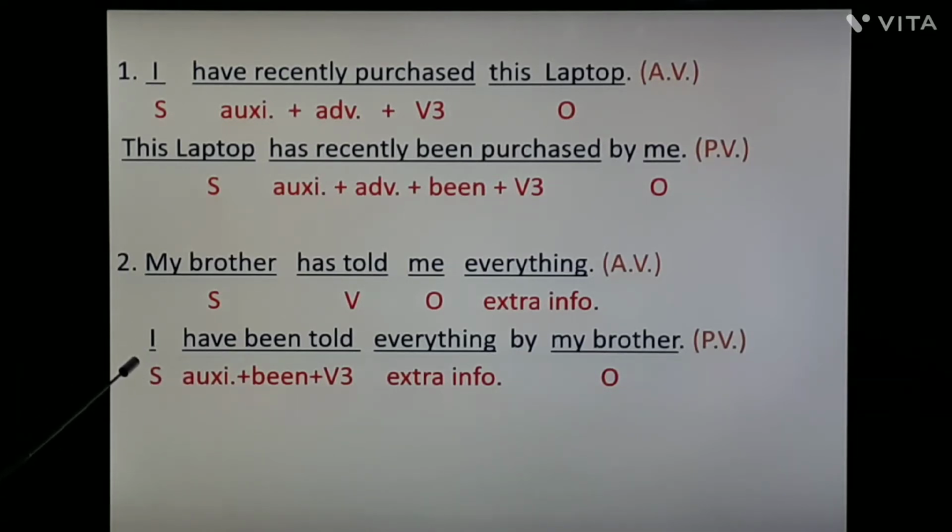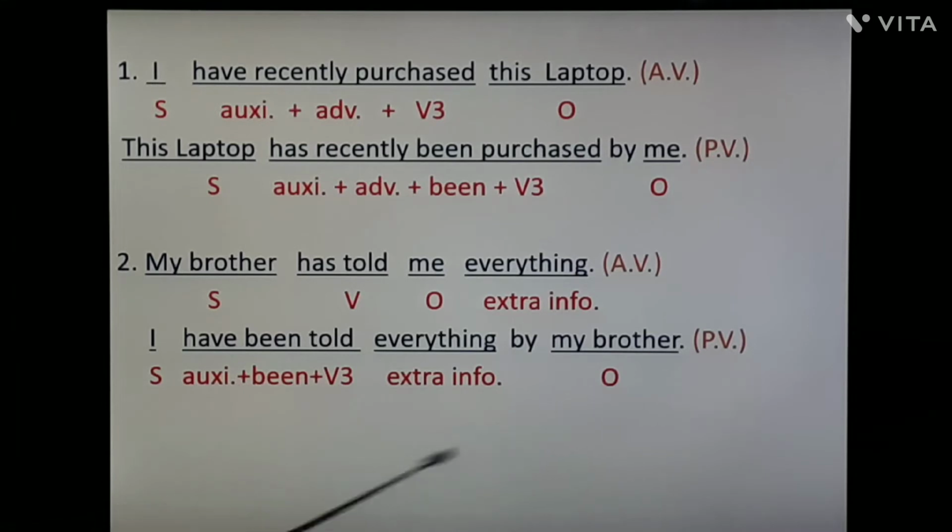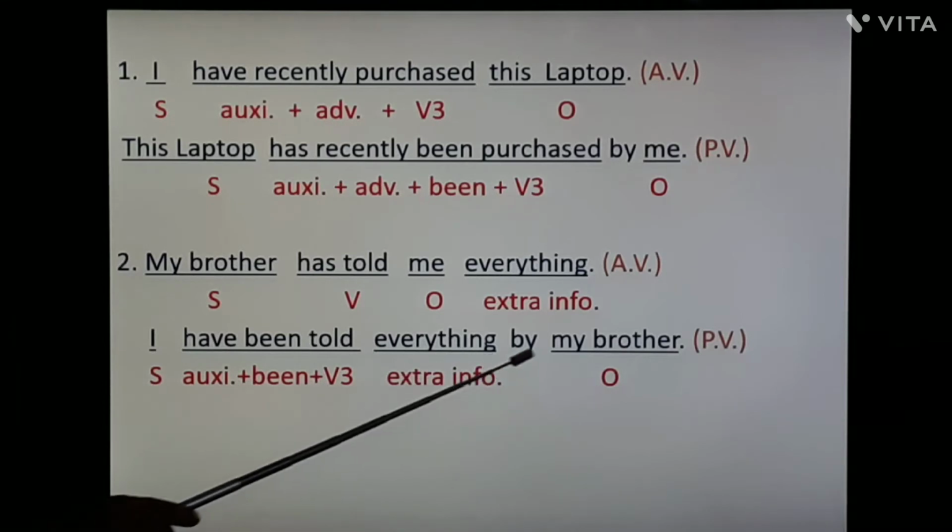Here I is given as subject, so have will come. After that you have to put being because we are framing passive voice. Then V3 form of the main verb. So told, and then everything, that is extra information, and then you have to add by, and then my brother, that is subject in active voice, will come to passive as an object. So here after by you have to write my brother, that is an object in passive voice. So sentence is I have been told everything by my brother.